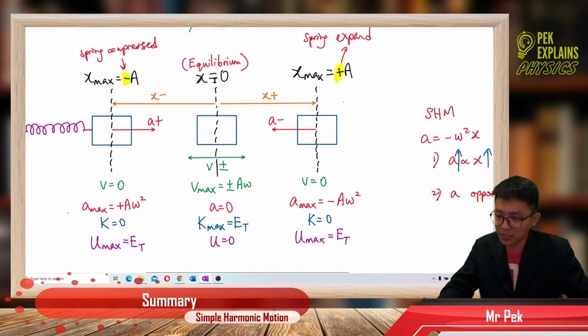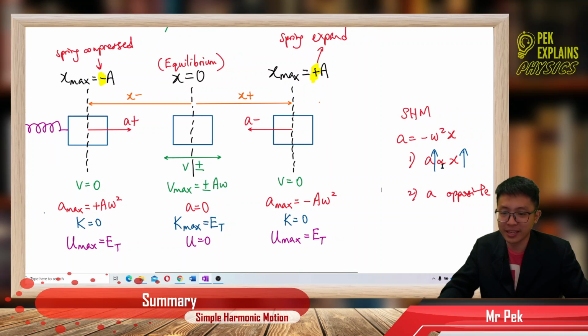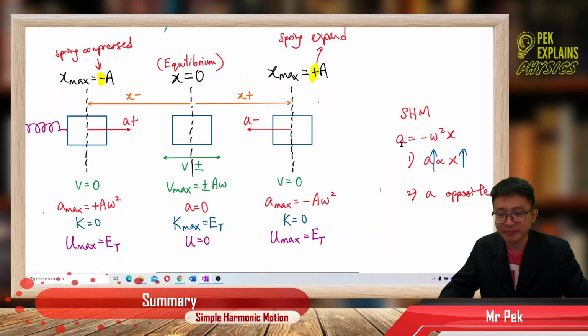But when displacement is 0, acceleration is 0, isn't it? Because a is proportional to x. When x is 0, a is 0. When x is maximum, a is also maximum. So maximum displacement is at the amplitude, so maximum acceleration is also at the amplitude, because they are proportional.